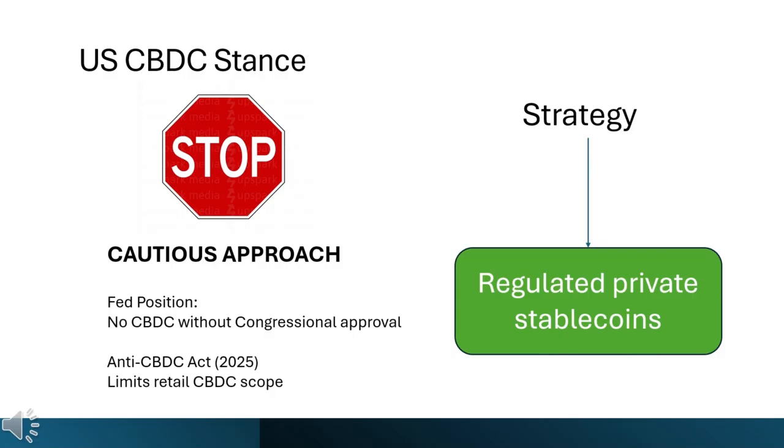Rather than restructuring payments through public CBDC, the US is designing a digital dollar system around strongly regulated private stablecoins and tokenized bank deposits, a strong regulation plus role distribution scenario.